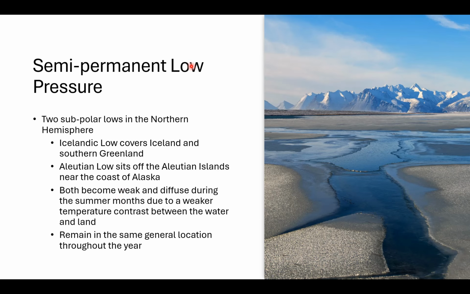Anytime we talk about low pressure, it's really going to derive its energy from temperature contrast or temperature differences. So in the summertime, there's not much temperature contrast between the water and the nearby land. But in the wintertime, these semi-permanent low pressure systems, the Icelandic low and the Aleutian low, really get more intense because you get a colder landmass next to a relatively warmer water surface, and that's going to really give these systems a lot of energy in the winter. Again, they remain in the same general location throughout the year.